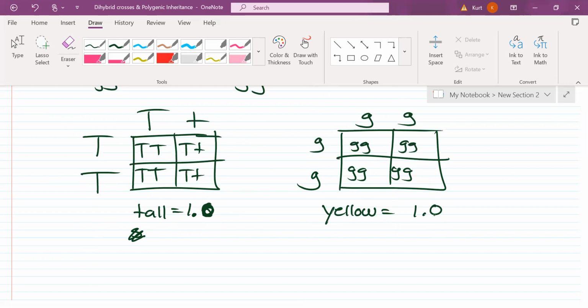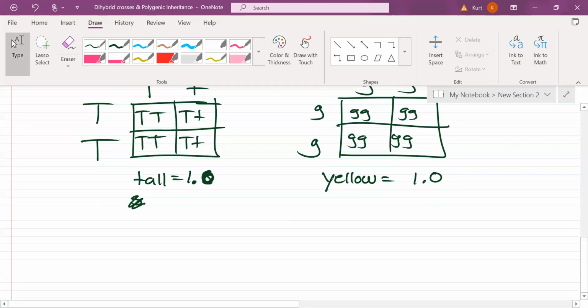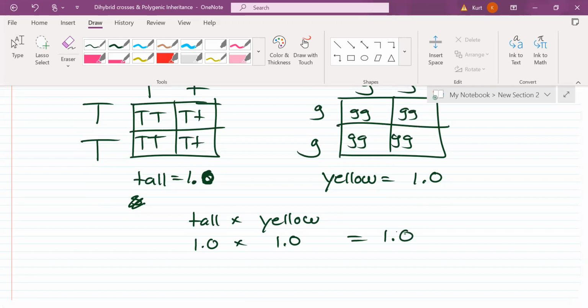If I want to know what percent are going to be tall and yellow, here's what you would do. You just do the tall times the yellow. So you would do 1.0 times 1.0. That equals 1.0, 100%. I gave you an easy one. I didn't mean to do that. But you multiply the frequencies.